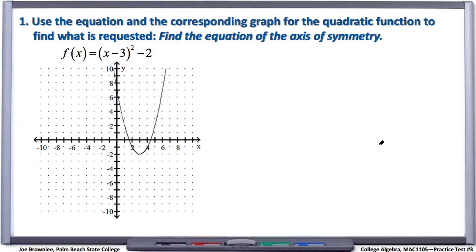And we've been given two pieces of information really here. We've been given first the equation of this parabola, f of x equals quantity x minus 3 squared minus 2. And we've also been given the actual graph of this parabola, which is nice.